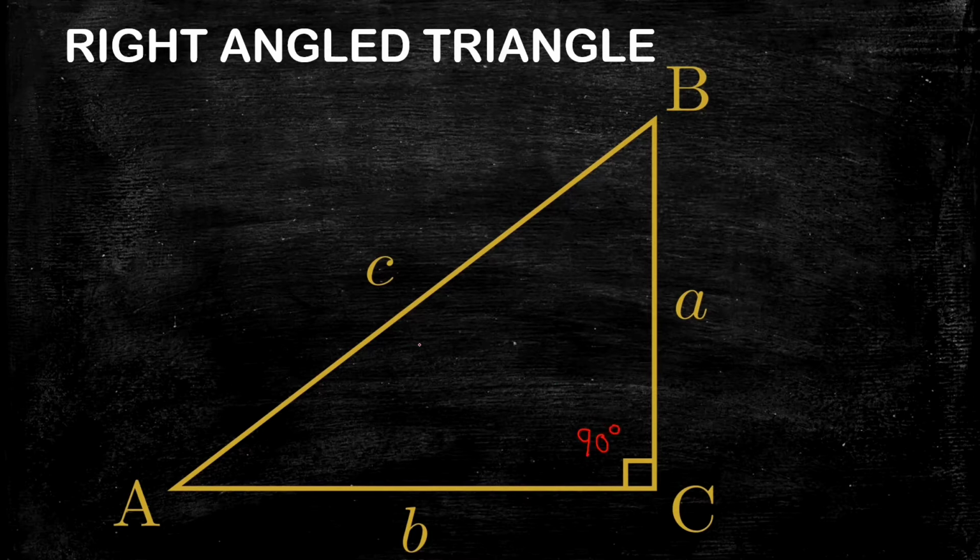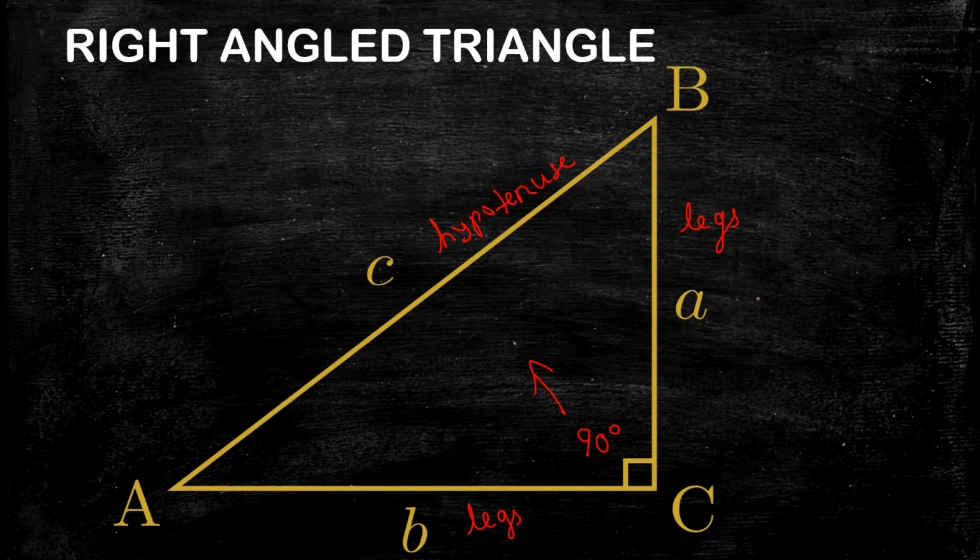Now there are specific names for these sides of a right angle triangle. The side opposite to that of the 90 degree, the right angle, is called the hypotenuse. It is the longest side in a right angle triangle. So how do you identify which side is the hypotenuse? It is the side which is opposite to the right angle. And the other two sides are called the legs.